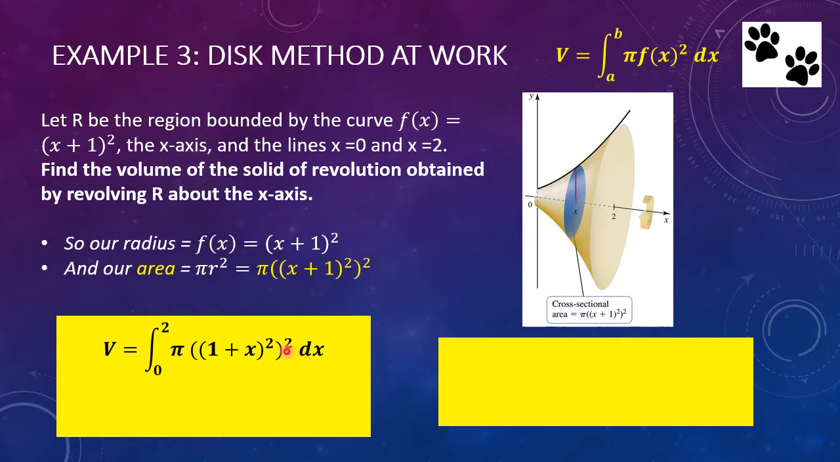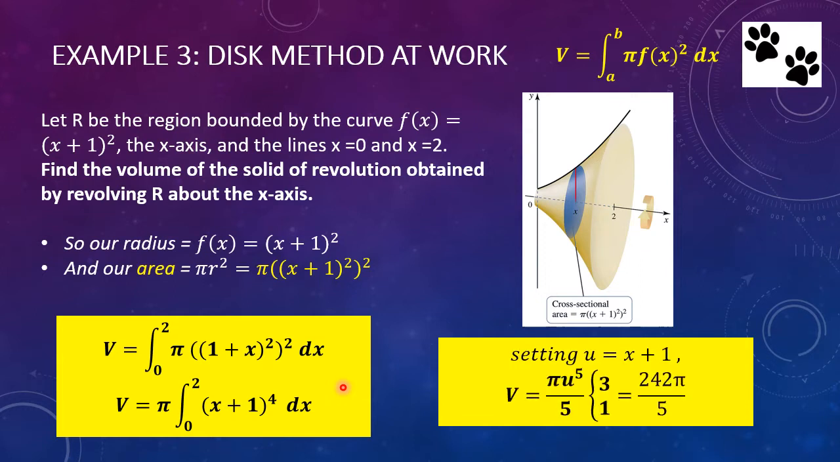When we raise a power to a power, we multiply those exponents. And remember, pi is a constant, so we can take that outside. So simplifying the integral, we get the volume equals pi times the integral from 0 to 2 of (x plus 1) to the 4th dx. If you remember back from Calculus 1, the way we would solve these is to use a substitution. And in this case, we can set u equals x plus 1. And then we get the integral of u to the 4th.